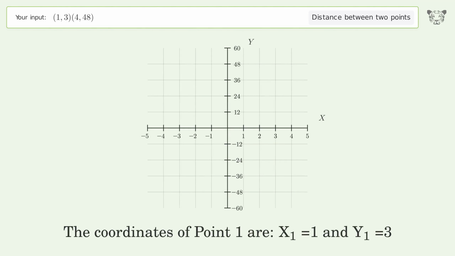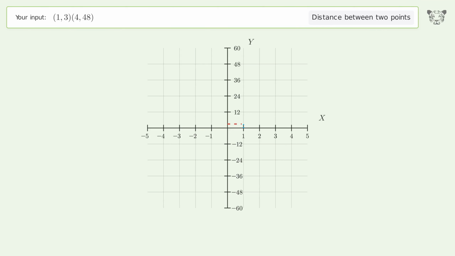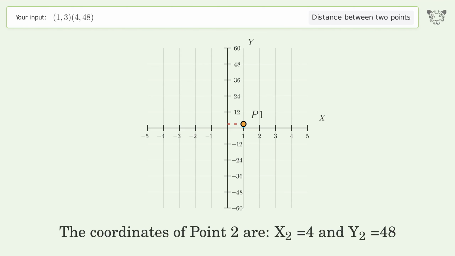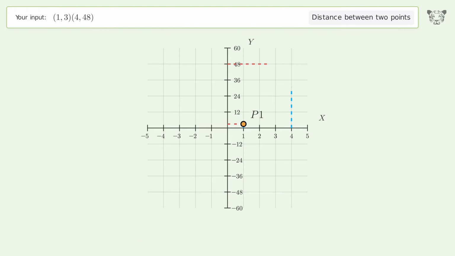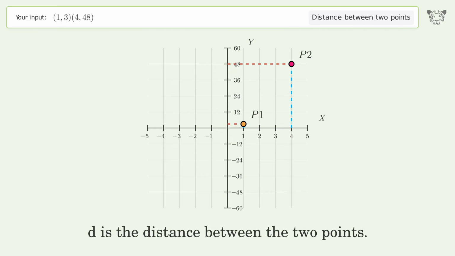The coordinates of point 1 are x1 equals 1 and y1 equals 3. The coordinates of point 2 are x2 equals 4 and y2 equals 48. D is the distance between the 2 points.